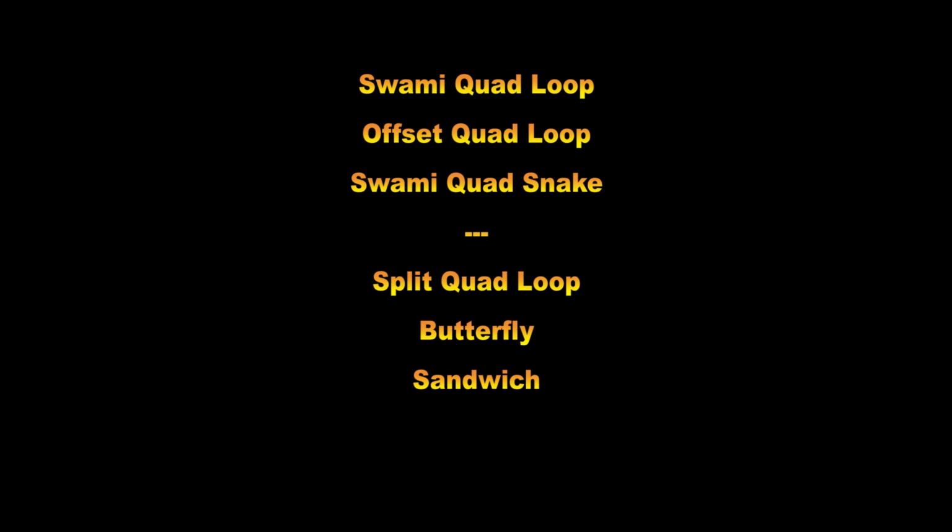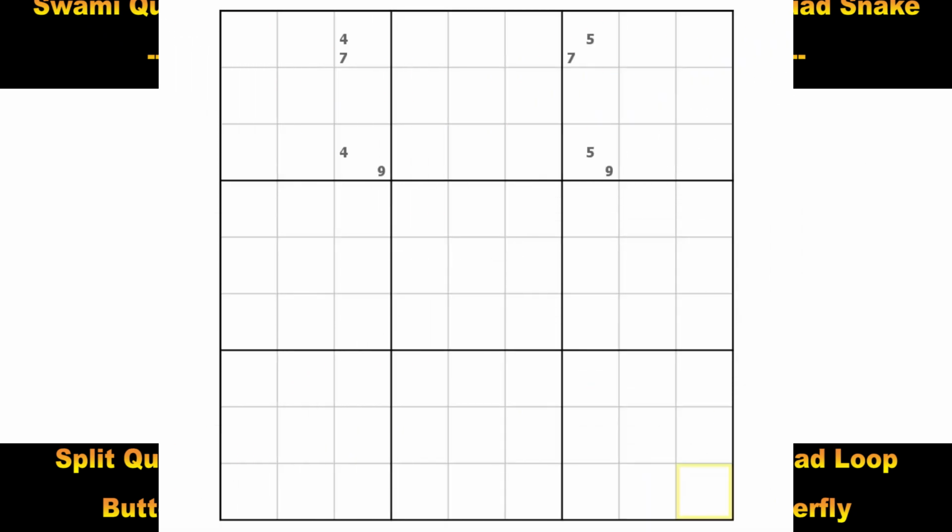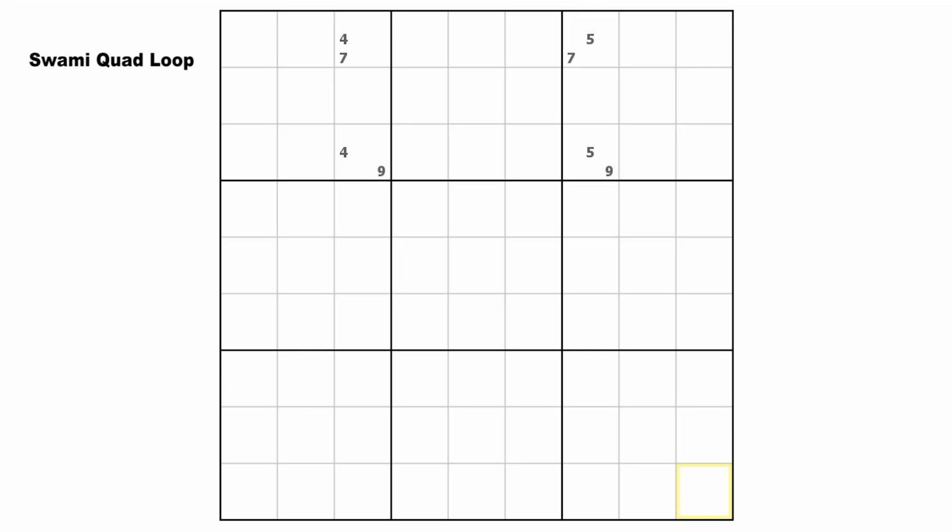So let's get started with the offset quad loop. An offset quad loop is similar to a Swami Quad Loop, except that 1 or 2 of the 4 bi-value cells are offset. Let me show you what I mean. Here is a basic Swami Quad Loop. We have our AB, BC, CD, and DA configuration.